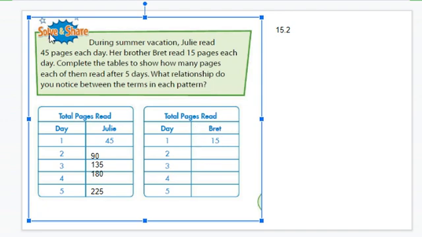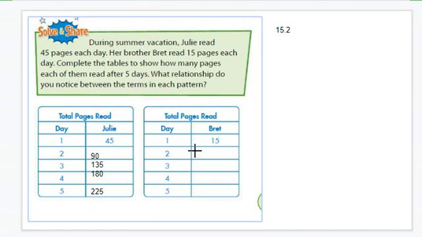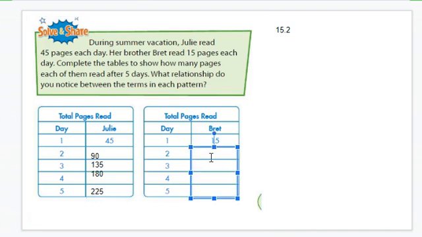Now, Brett's rules are different. Brett did not read 45 pages each day. He only read 15 pages each day. So his rule is to add 15, not 45. So on day 2, he read 15 plus 15 is 30. And then on the 3rd day, 45. And then on the 4th day, 60. And on the 5th day, he read 75 pages.